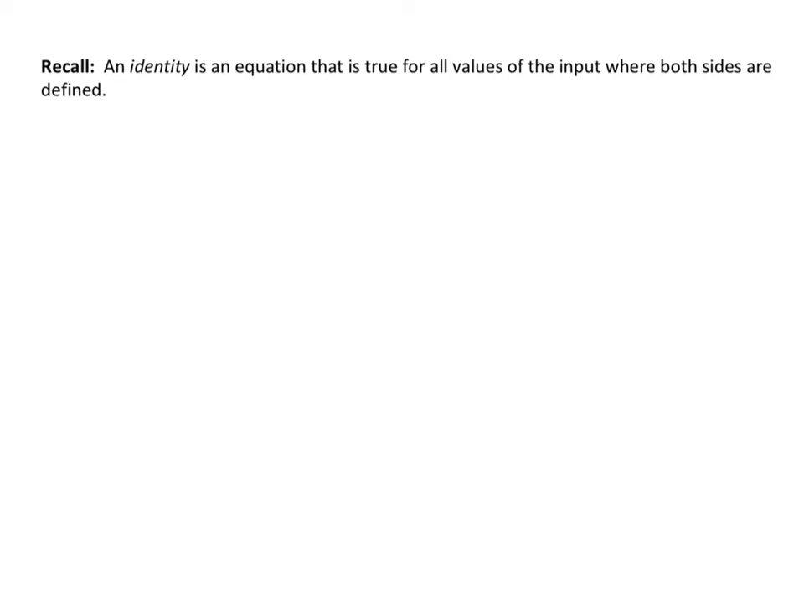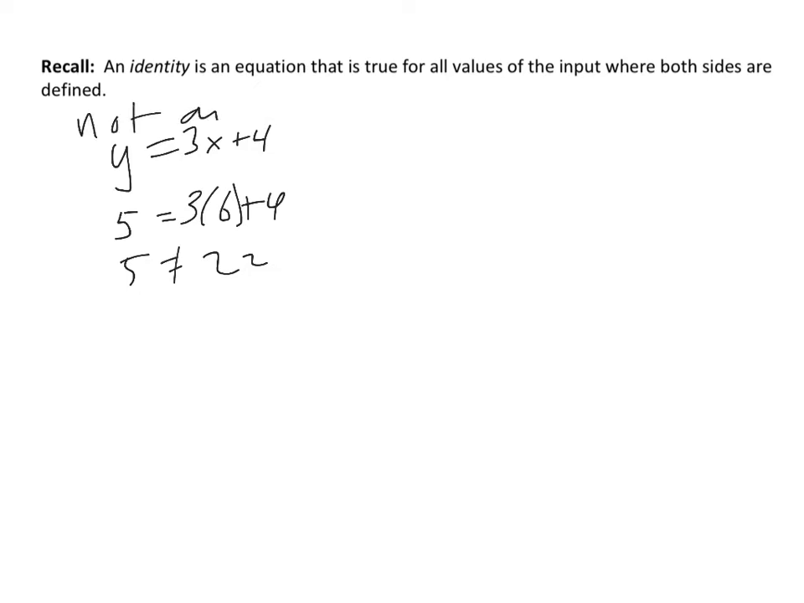So first, I would ask that you recall what an identity is. An identity is effectively an equation that is true for all values of the input where both sides are defined. And just to be clear, some equations that we see, y equals 3x plus 4, this is not an identity because there are plenty of things that I could plug in for x and y that don't make this true. If I made y 5 and x 6, right, I'd have 5 equals 22, which is clearly not true. This is not an identity.